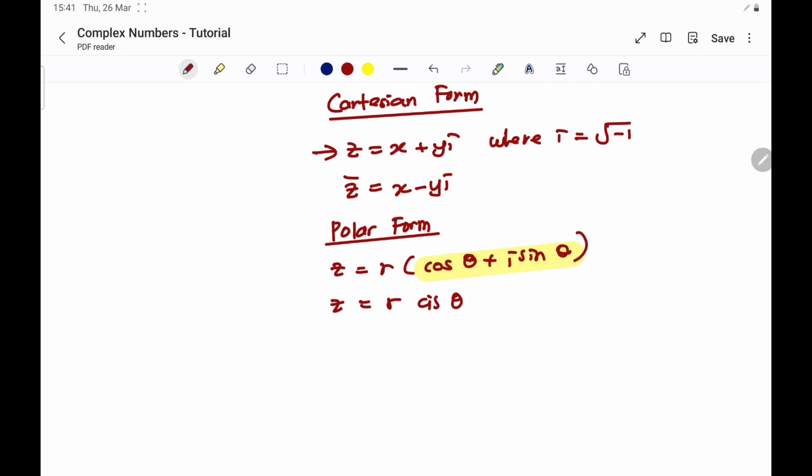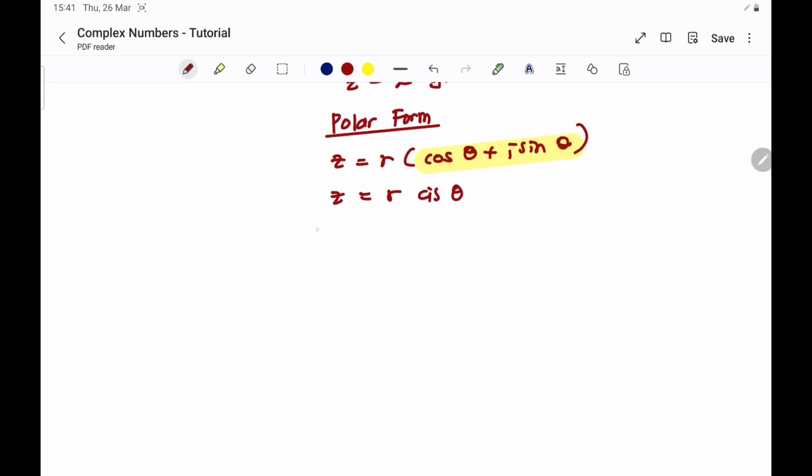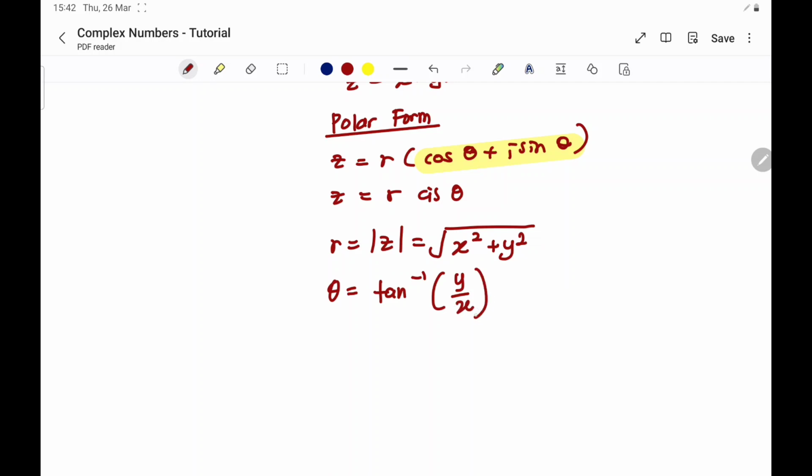Now when we want to write in polar form, you have to find r and you have to find theta. So how to find r? r is actually the absolute value. You just have to find the modulus of z, where the formula is square root of x square plus y square. And then theta, the formula is inverse tangent of y divided by x.